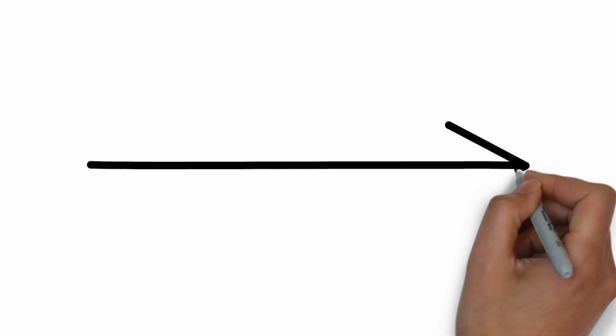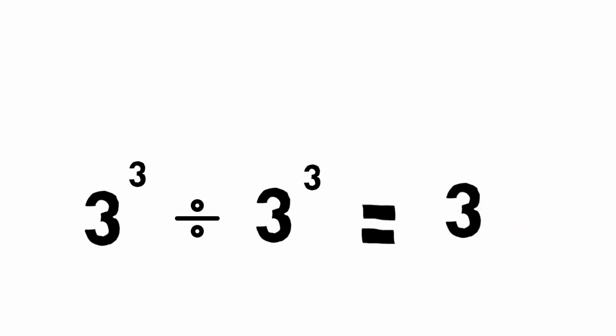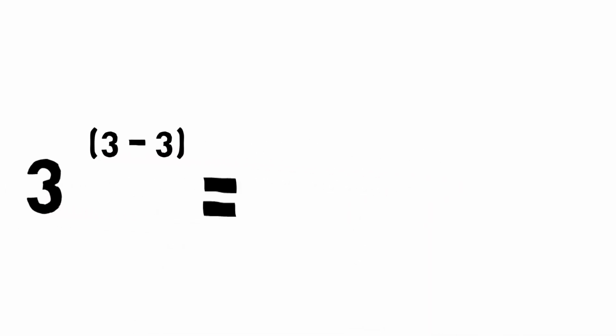Let's have a look at one specific example. When we have the same exponent, here we have base number 3, exponent 3, divided by the same base number and same exponent. That means, with the law we just learned, 3, and we need to subtract 3 from 3. That ends up being 3 to the 0 power. And that's always 1.